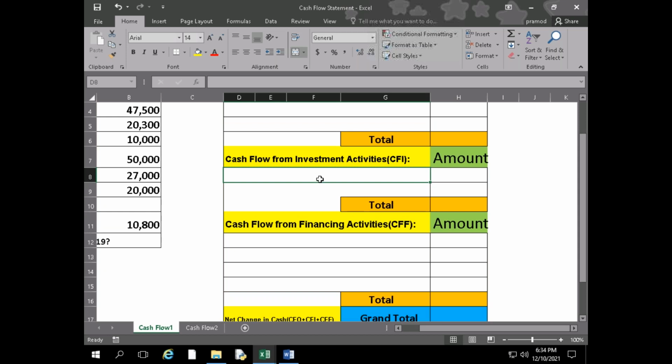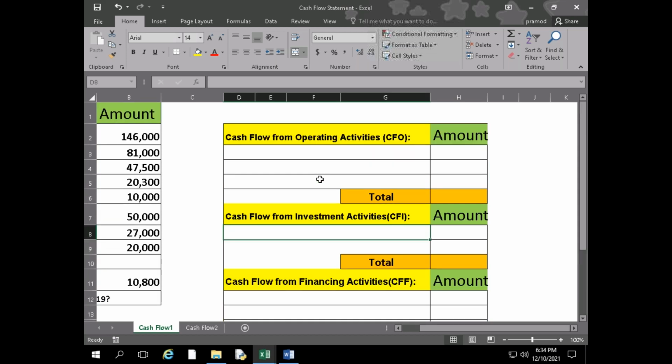Sir, what all we have to put under operating activities? Operating expenditures, all your petty cash expenses, then your receivables and payables, sales and purchase. That should come under operating activities, CFO.